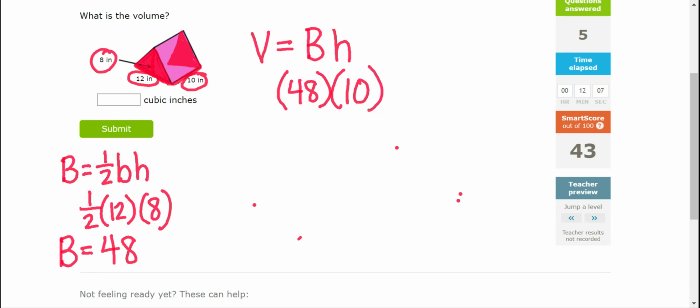So then I multiply those together. So 48 times 10 is 480. So my volume for this triangular prism is 480 cubic inches.